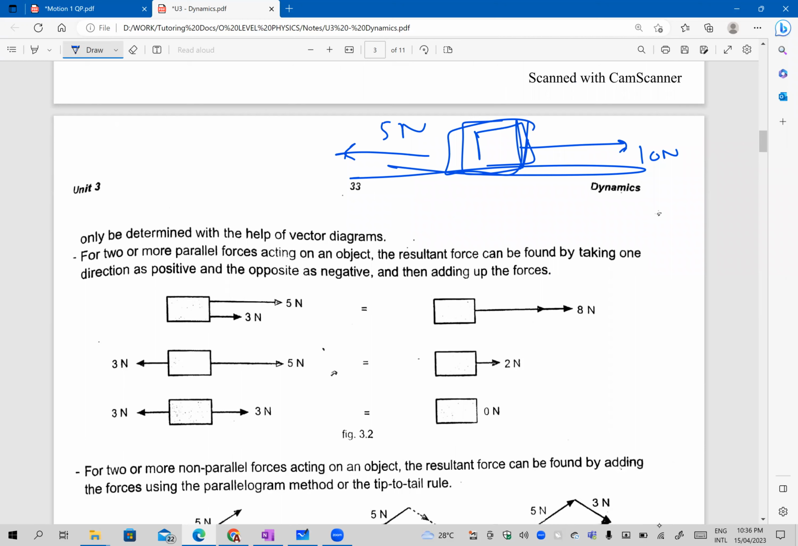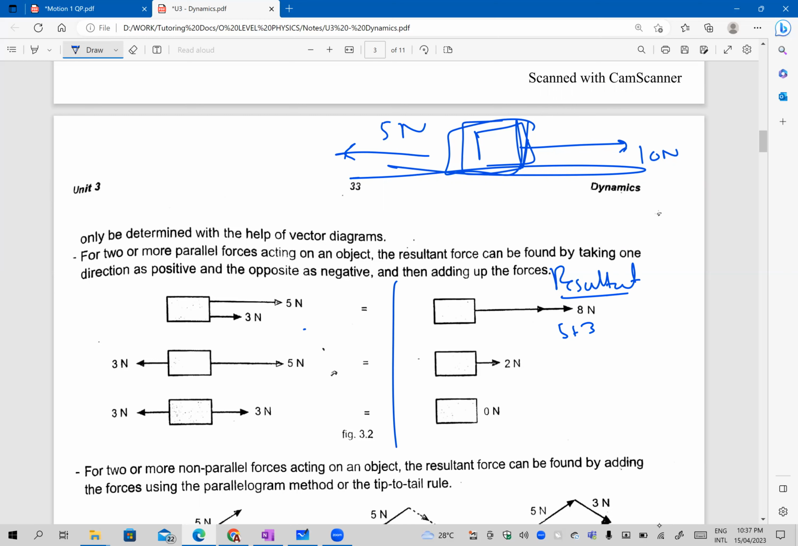So in the first one, you see 5 and 3 both act in the same direction. So you add 5 plus 3 and you get the resultant force. Now, this column on the right-hand side represents all the resultant forces. Guys, resultant forces are basically the addition or the total sum of forces. Could be subtraction as well, or it's just a net force. Net force is either the added forces or the subtracted forces.